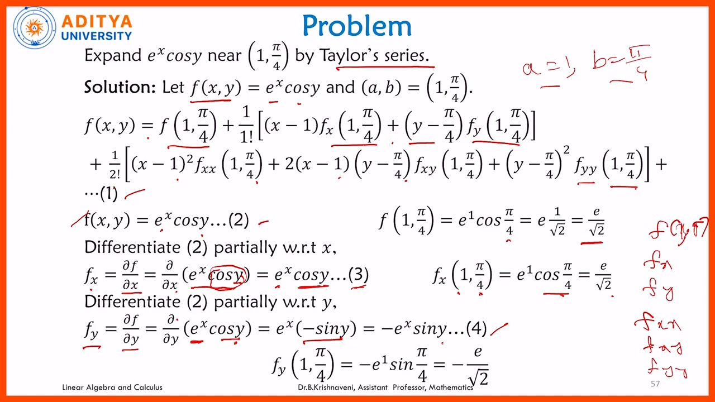Calculate fy of (1, π/4). Here substitute x equal to 1 and y equal to π/4: minus e^1 sin(π/4), that is equal to minus e into 1 by root 2, that is minus e by root 2. So, we got the values for the second term, that is fx of (1, π/4) and fy of (1, π/4). Next, we need to find out fxx of (1, π/4), fxy of (1, π/4) and fyy of (1, π/4).